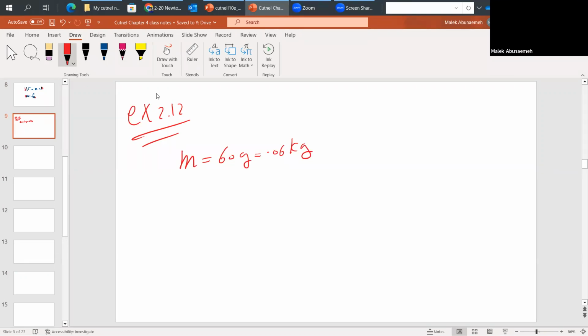Now, which speed is this, final or initial? Well, when you have a ball and you hit it from 0 and it goes at 30, that should be our final speed, which is 30 meters per second. And our time is 0.005 seconds. And we're looking for the force.